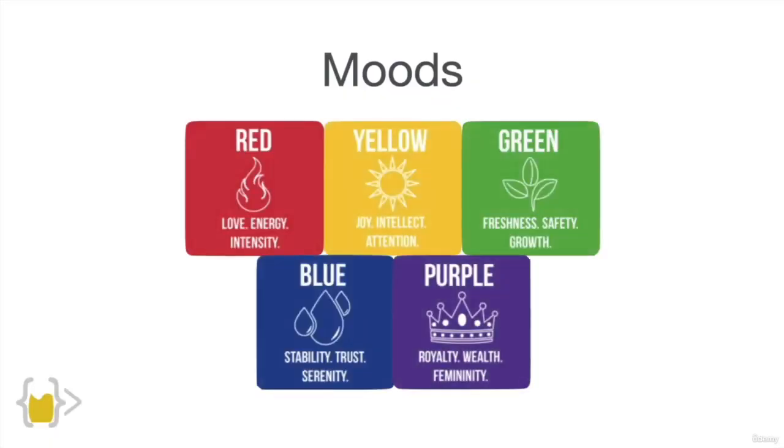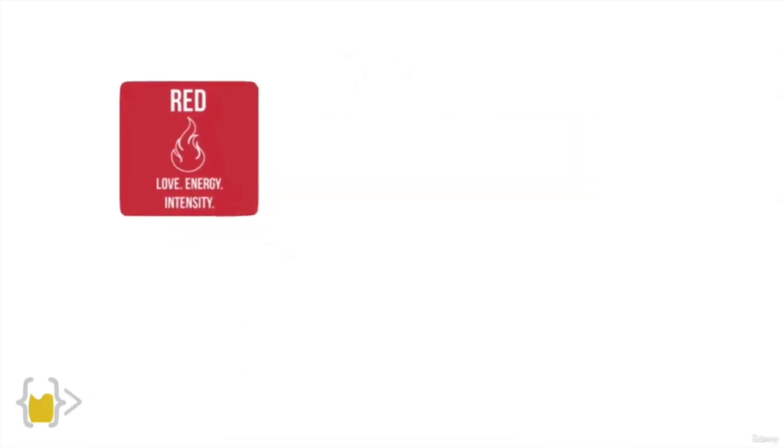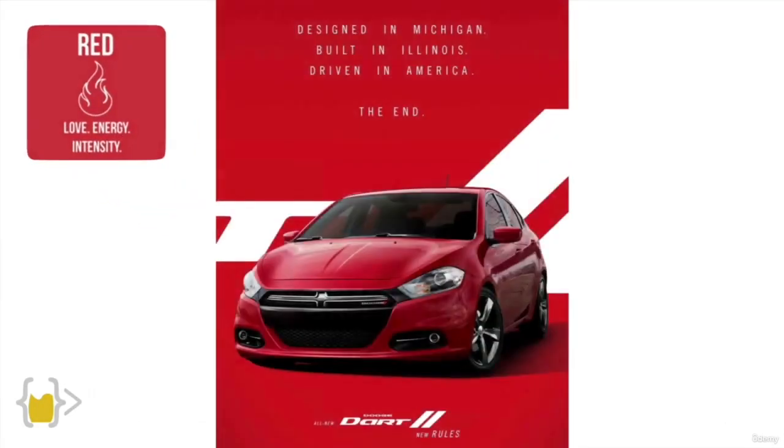So the predominant color that is going to be in your design really tells a story, and it conveys a message to the user. For example, red conveys love, energy, intensity, which is why you see a lot of car adverts which have a red car on a red background. It's because they're trying to tell you, hey, buy this car and you'll feel energetic and the intensity of this car, even if you're 89.